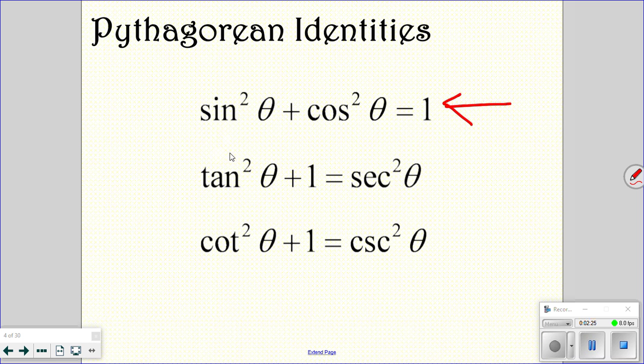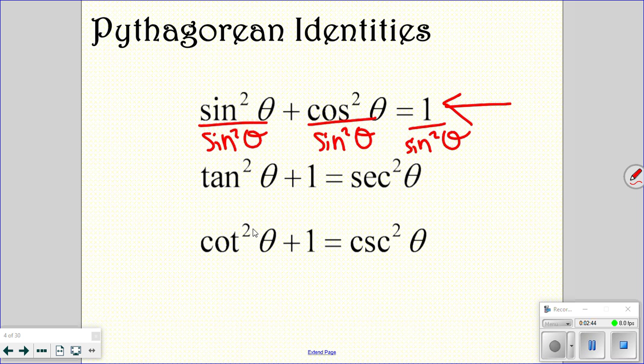So I said you could derive the other 2. So the way you do that, you would divide by sine squared on every term. And sine squared divided by sine squared is 1. Cosine squared divided by sine squared is cotangent squared. And then 1 over sine squared is cosecant squared. It's the reciprocal. So that's how you would get to the bottom.